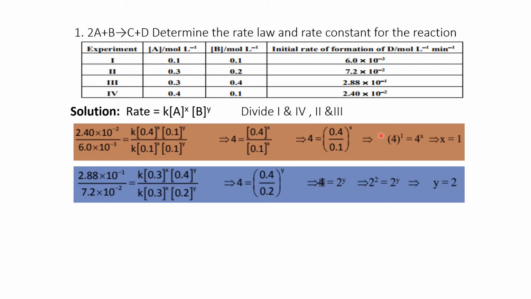Here everything is the same, there is no power, no need. Both sides are the same, so we keep this as 1. But here it's a 2, so we need to raise it to the power 2. 2 power 2 is 4, so Y is equal to 2. Now we know the values of X and Y, so we can substitute them in the rate expression. The rate is equal to K, A to the power 1 and B to the power 2.